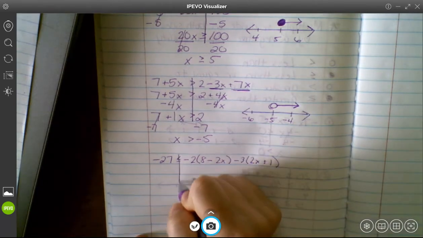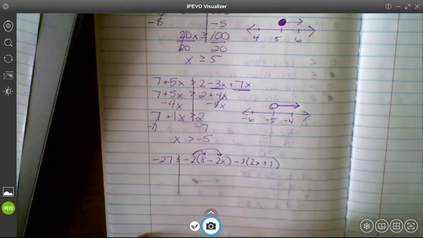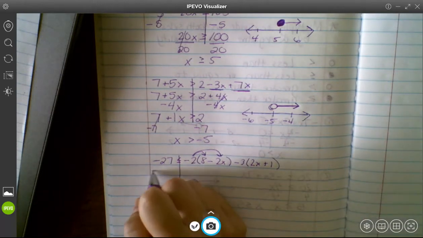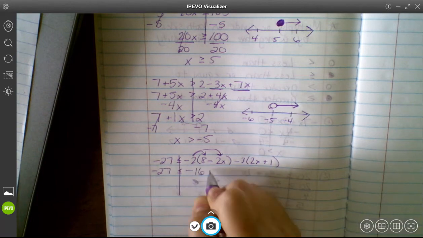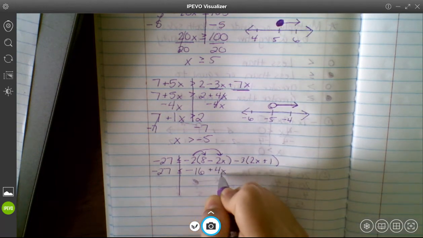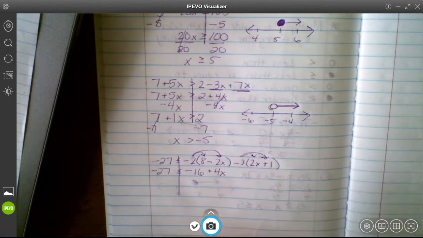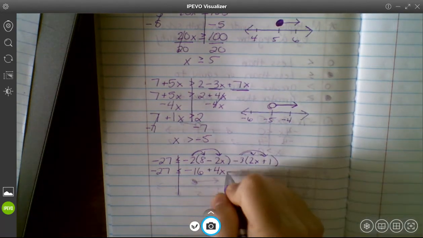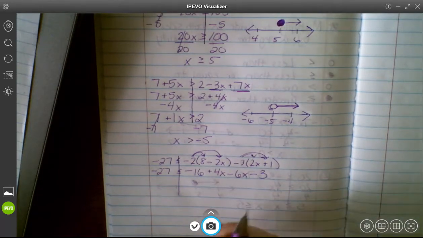So I'm going to draw my line down. So I'm going to say negative 2 times 8 and negative 2 times negative 2x. So negative 16 plus 4x. And then I got to distribute negative 3. So negative 3 times 2x, negative 6x minus 3. So combine my like terms. In this case, I have double sets of like terms.